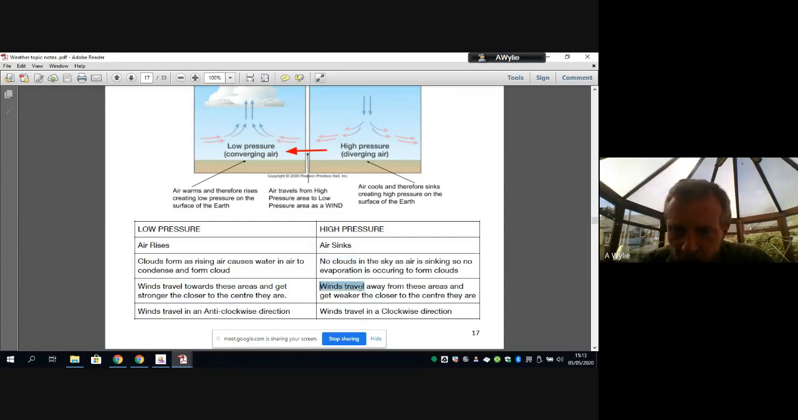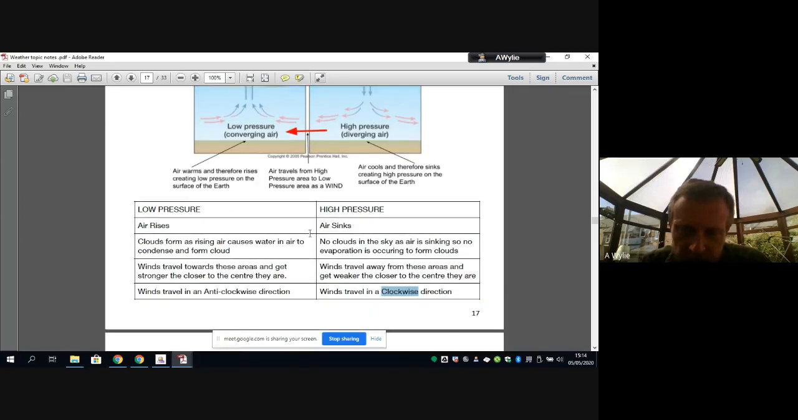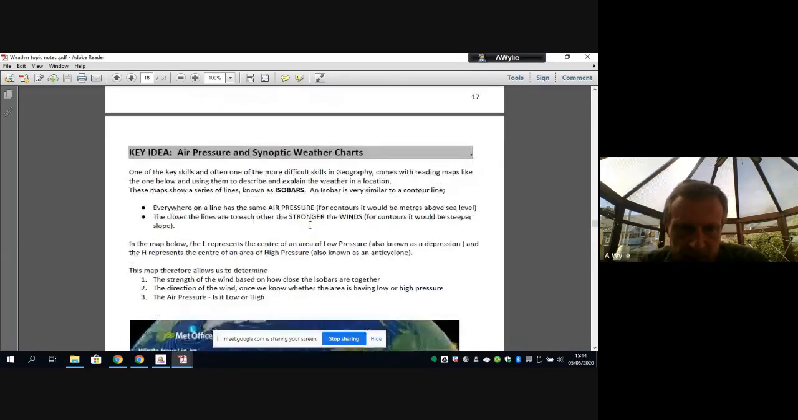You get very little in the way of winds because the wind is moving away from these areas rather than towards, and the wind travels clockwise in these areas. Okay. Now, you might want to keep referring back to this table and this page when you tackle this first exam question, because this is where it gets a little bit hard.